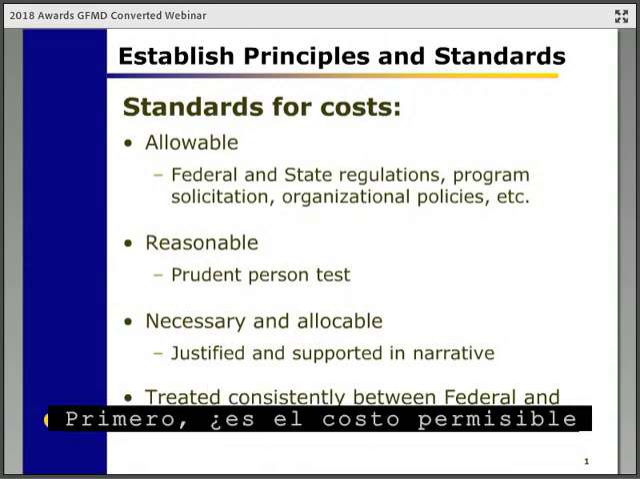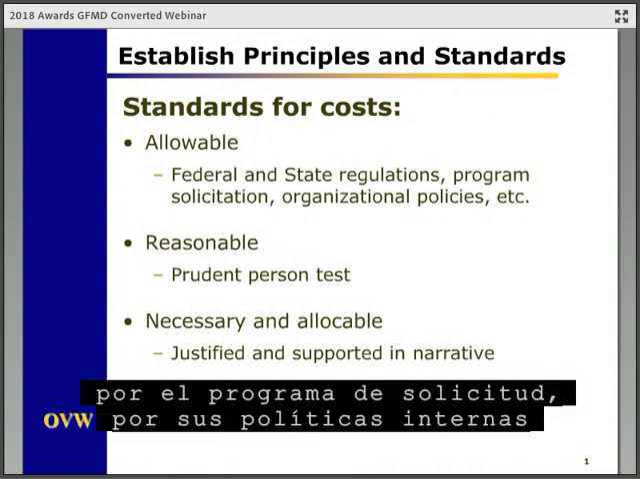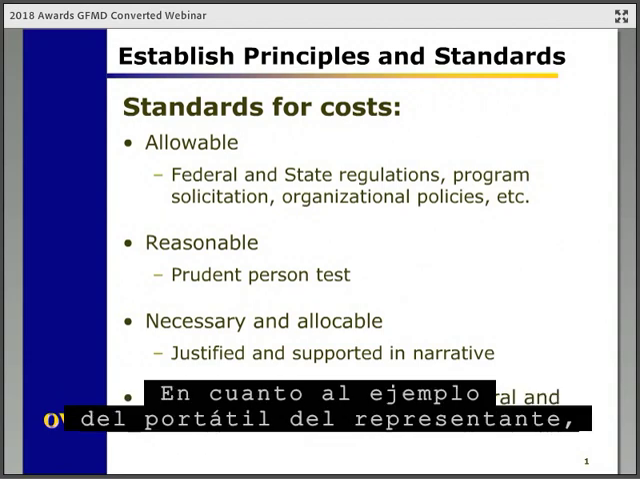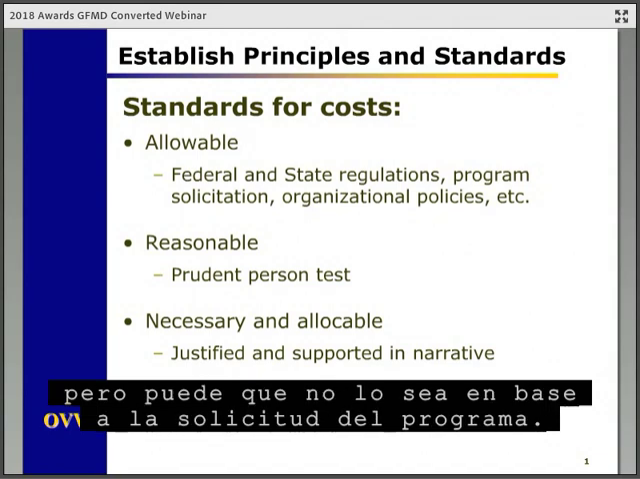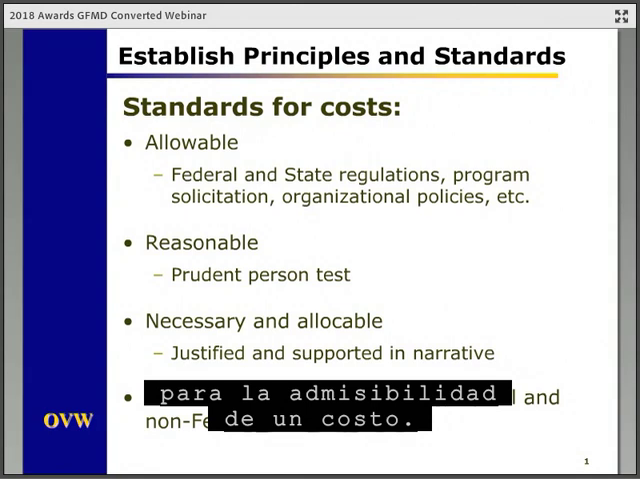First, is a cost allowable with all federal and state regulations, with a program solicitation, with your internal policies, and any other legal authority that you'd need to follow? So for the example with the advocate's laptop, the cost may be allowable in the uniform guidance, but may not be based on the program solicitation. So you need to consider all regulations and policies for the allowability of a cost.